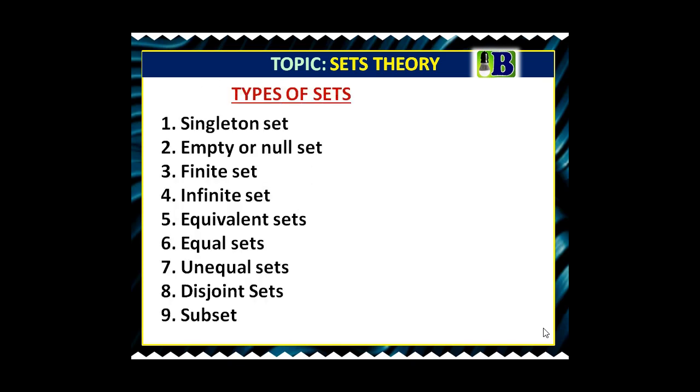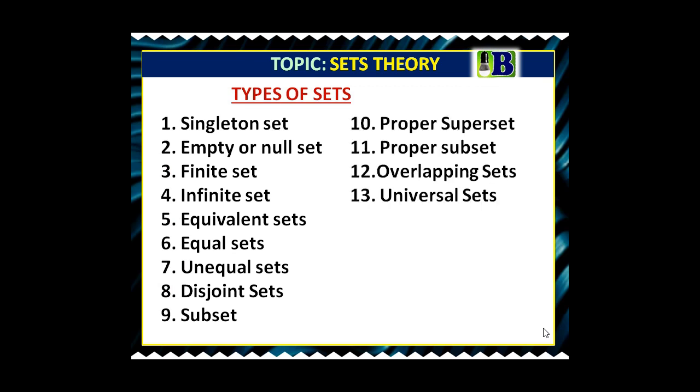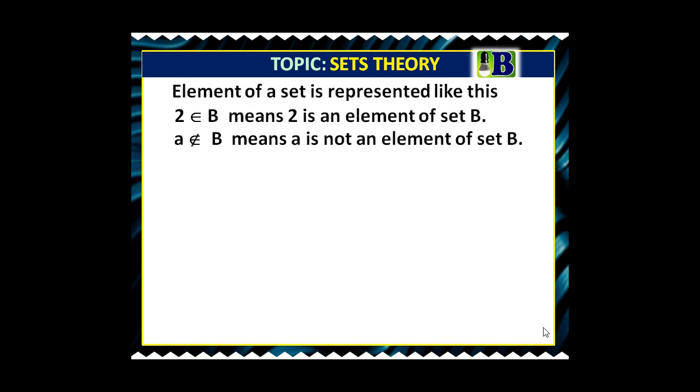Then types of set. We have the singleton set, we have the empty or null set, we have the finite set, we have the infinite set, we have the equivalent set, we have the equal set, we have the unequal set, we have the disjoint set, we have the subset, we have the proper superset, we have the proper subset, we have the overlapping set, we have the universal set.